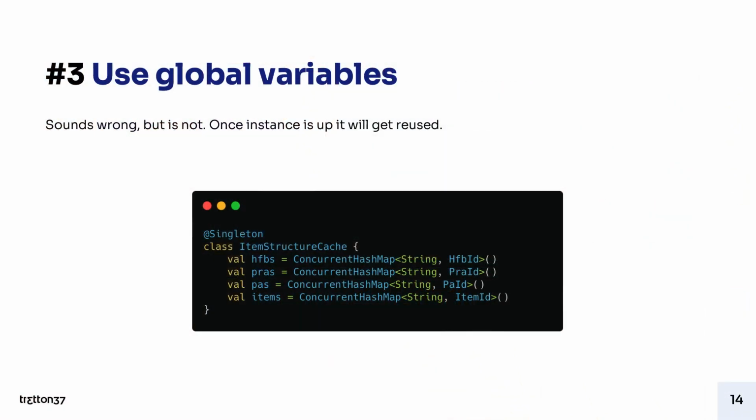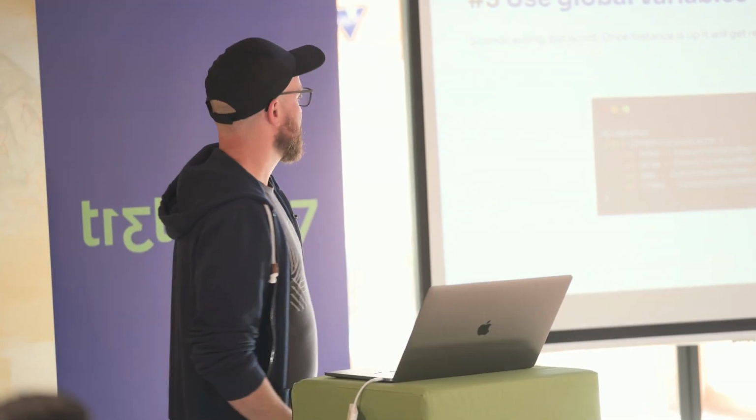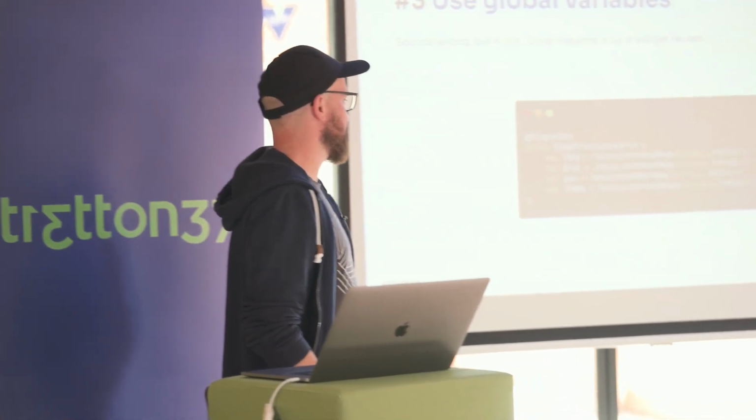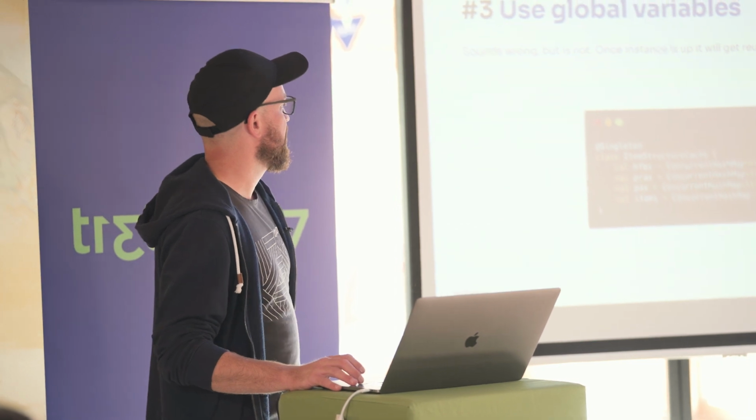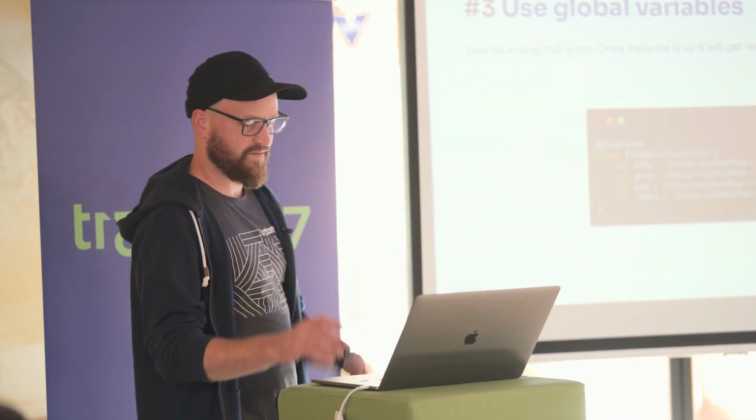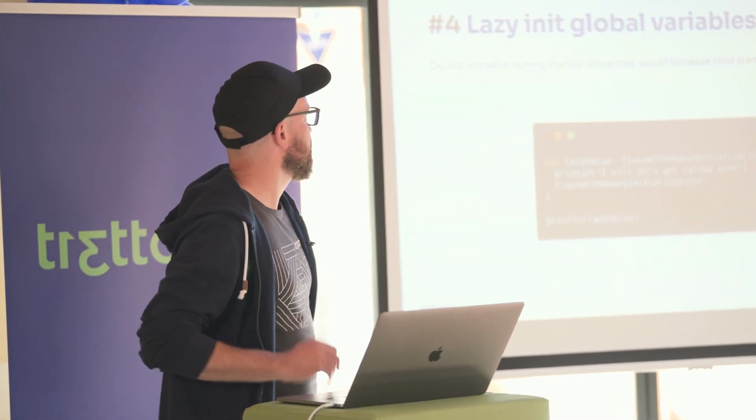Next one is use global variables, which kind of sounds wrong, but it's not, because once the instance starts up, you can just reuse the same global scope. Just make sure that you're doing stuff that's concurrency friendly, and don't rely on request persistency, so it's going to probably go to a different instance.